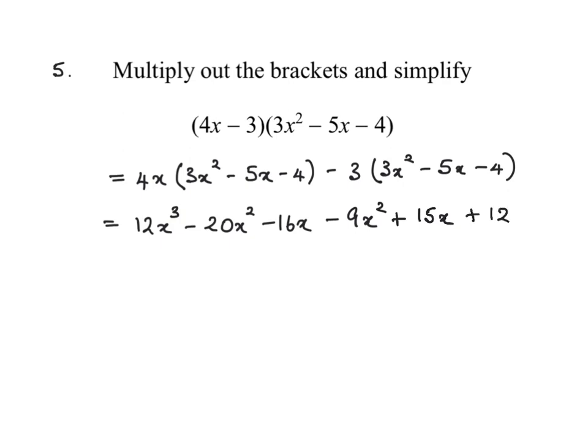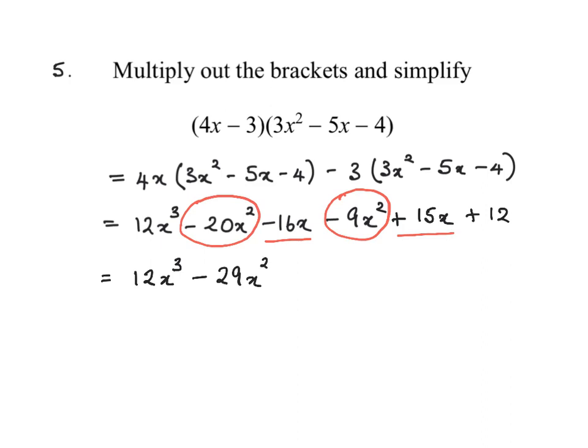Now what we want to do is to gather together like terms. So I'm going to put a circle around this x squared term and a circle around this x squared term, and I'll underline this x term and this x term here. So 12x cubed. Now minus 20 minus 9 is minus 29x squared. Minus 16 plus 15 is minus 1x, which I'll just write as minus x, and then there's the plus 12 at the end.